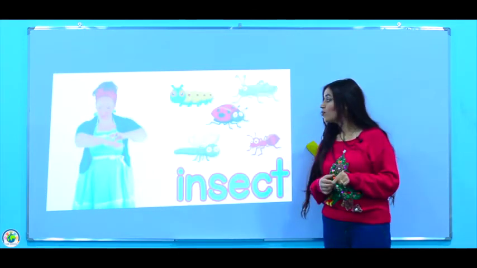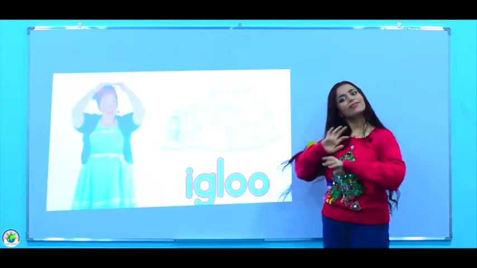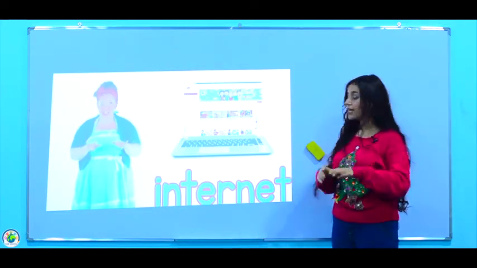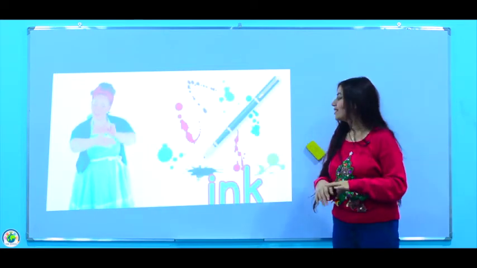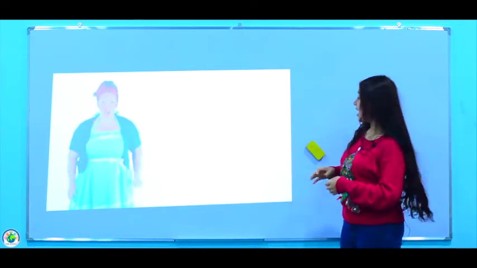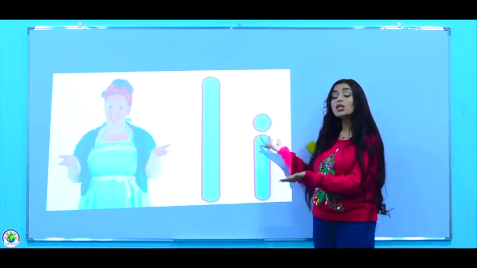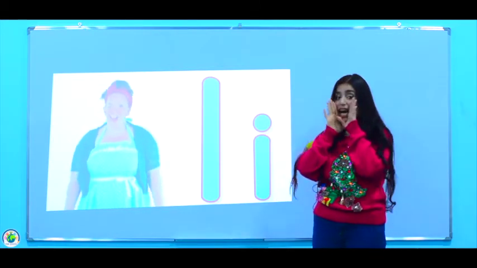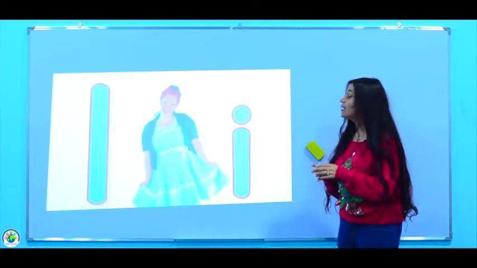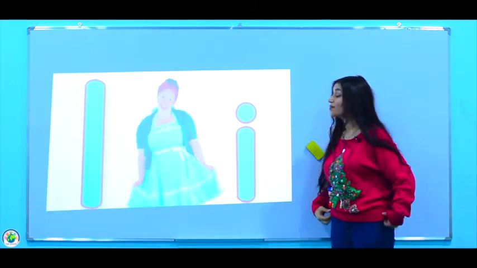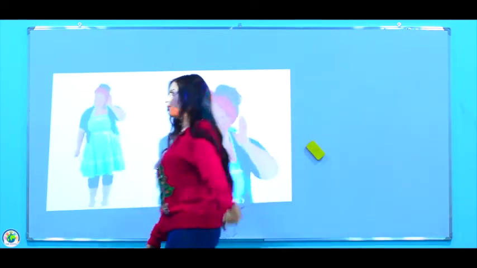I is for insect. I is for igloo. I is for internet. I is for ink. I is for injury. I is for imagination. You know some I words now. Let's make the letter I sound. Your turn.